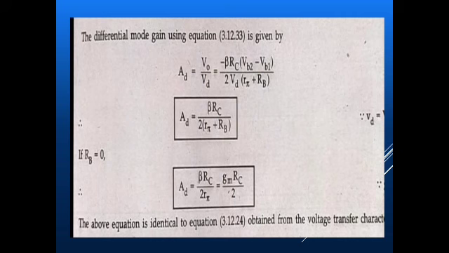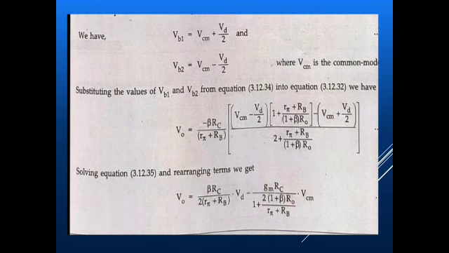If Rb is equal to 0, then AD will be equal to Gm into Rc divided by 2. Okay, this is the differential gain equation. Then we have to go for the common mode gain. For that, Vb1 is equal to Vcm, the common mode signal applied between the input and output. So Vb1 will be equal to Vcm plus Vd by 2 and Vb2 will be equal to Vcm minus Vd by 2.